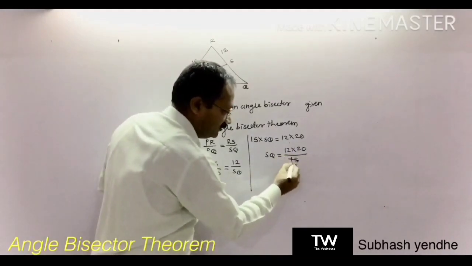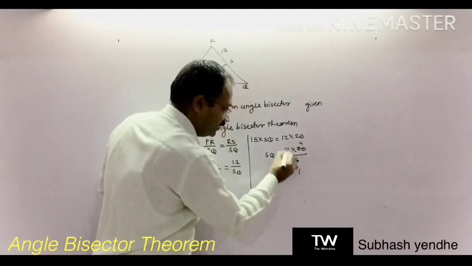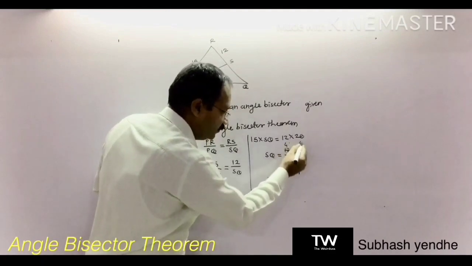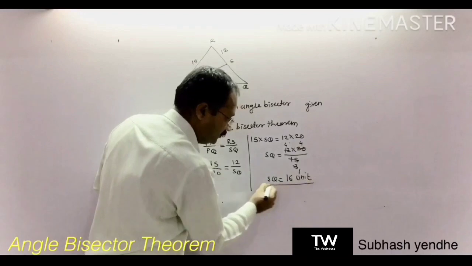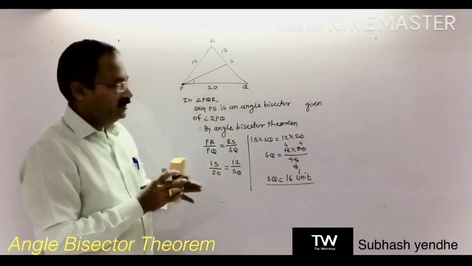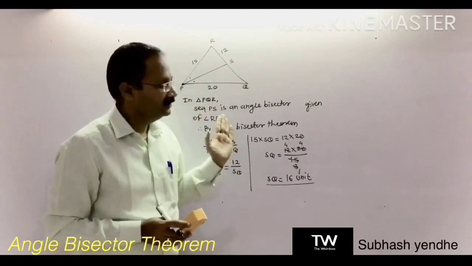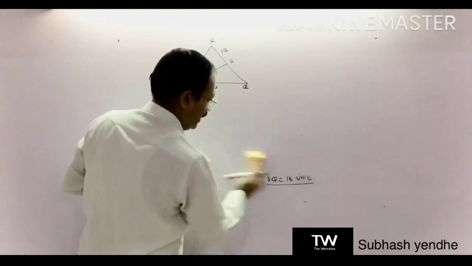5 3s are 15, 5 4s are 20, so SQ will be 4 into 4, so 16 units. This is your answer. This is a sum related to the angle bisector theorem. Now the third theorem is ITPL.